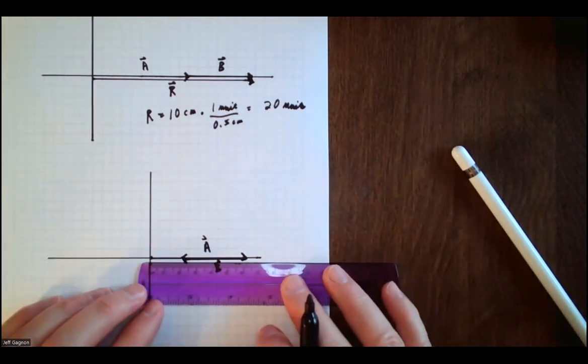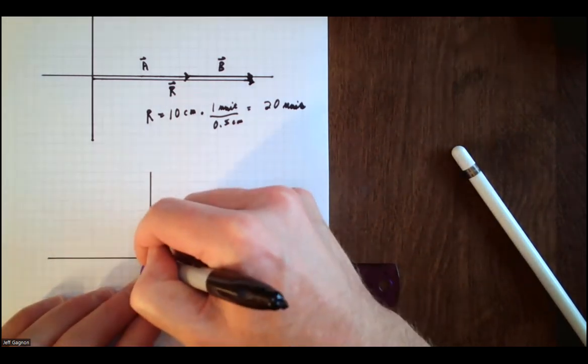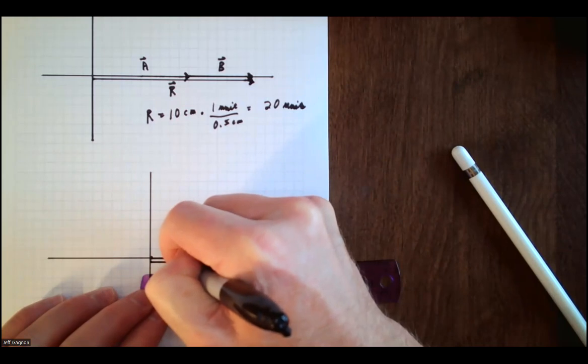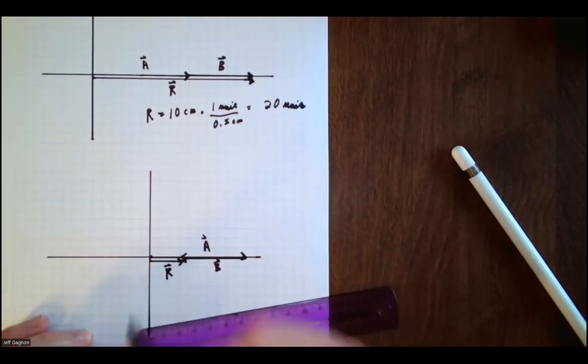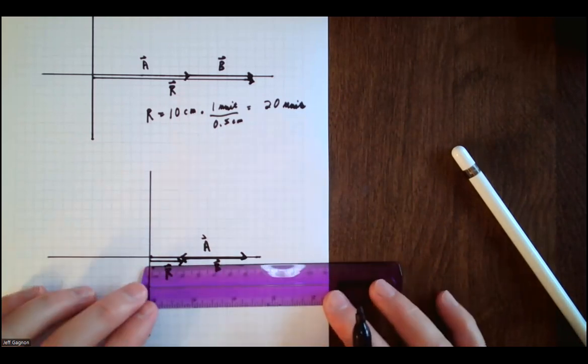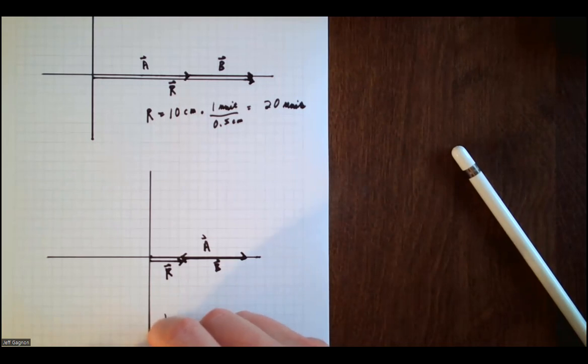And then finally, R goes from the tail of A to the tip of B. So that would be like this. I'll just draw it next to it. So this is R. And then if you measure this, it's 2 centimeters. So the magnitude of R is 2 centimeters.